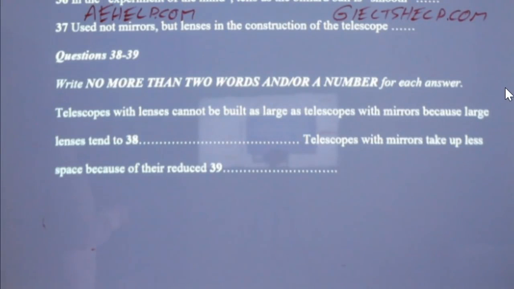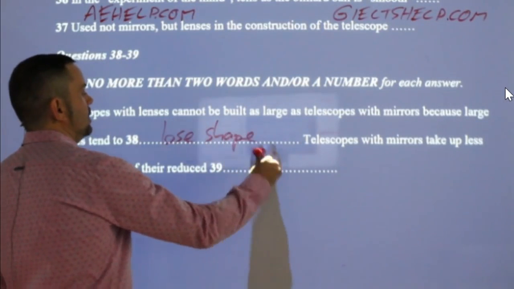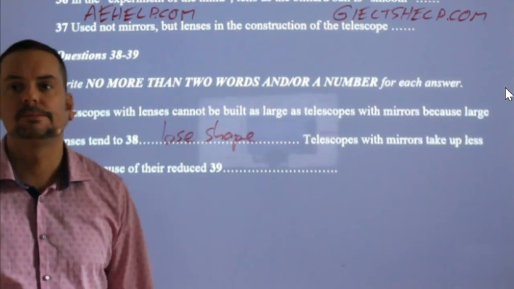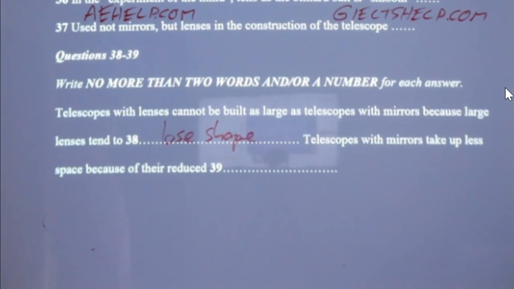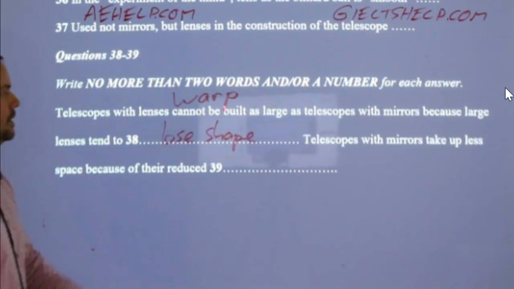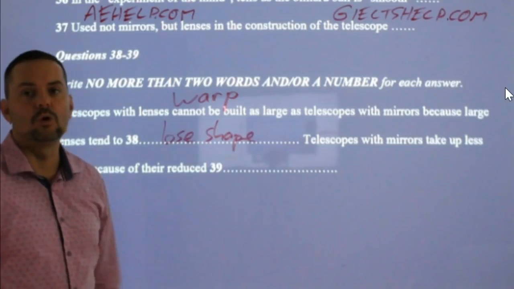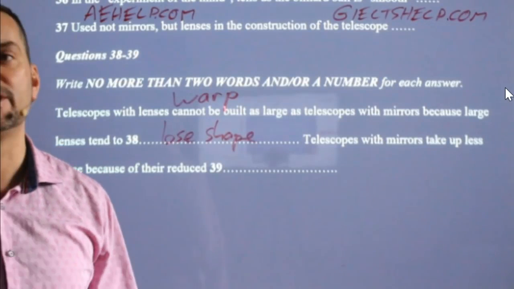Okay. Careful you don't write loose. Make sure you write lose. Lose shape, or not loose. If you write loose, you'll get it wrong. It's lose. Lose shape, or a simpler way would be warp. Okay, warp means to lose shape. So warp is simpler, not lose warp. Lose warp is weird.